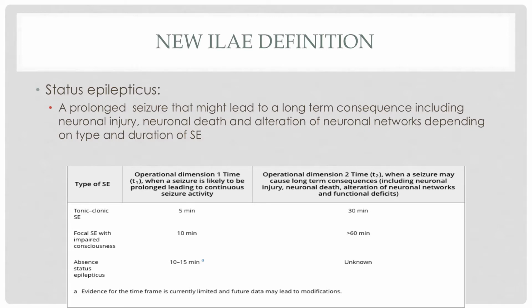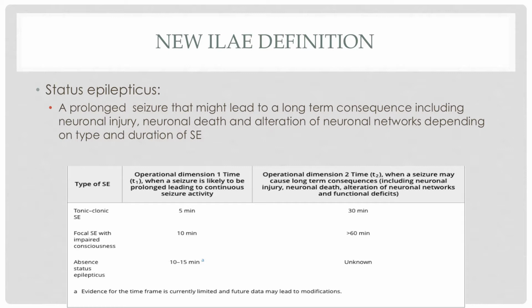ILAE stands for International League Against Epilepsy. So the definition of status epilepticus is a prolonged seizure that might lead to long-term consequences, including neuronal injury, neuronal death, and alteration of neuronal network depending on the type and duration of status epilepticus. So for tonic-clonic, we all know about it.